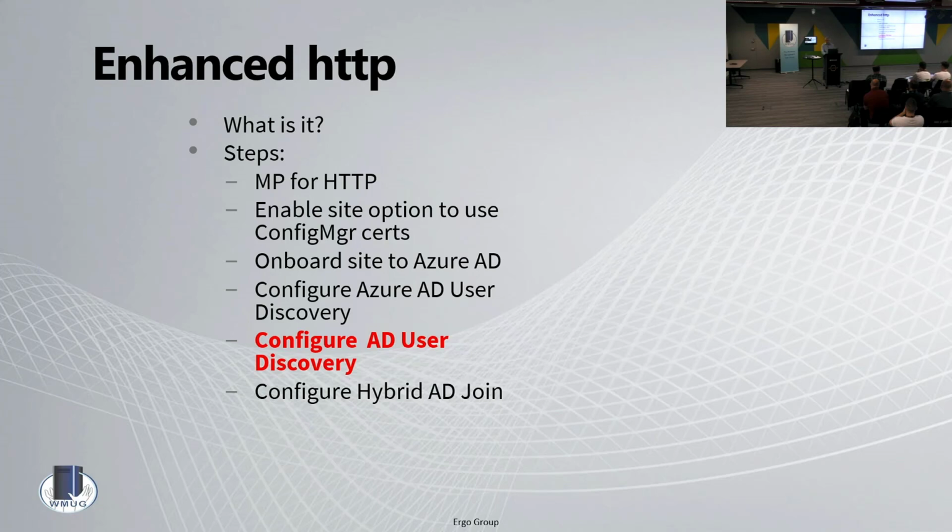So there's some steps involved. First of all, you have to configure the management point to use HTTP communication only. There's a checkbox then to enable the site option to use what's called Configuration Manager Generated Certificates for HTTP Site Systems. And that automatically creates an SMS certificate and binds it to port 443.